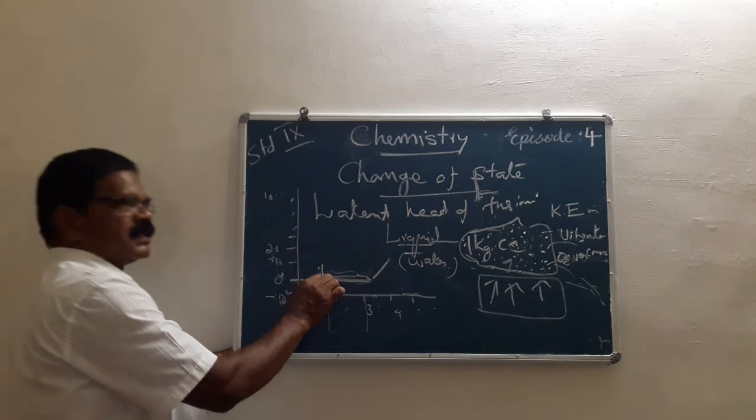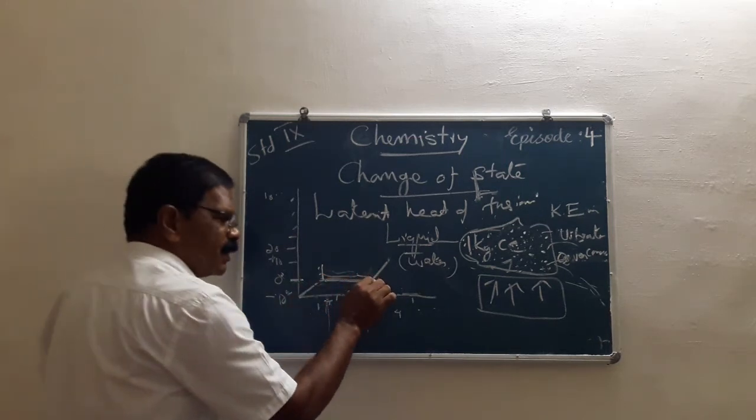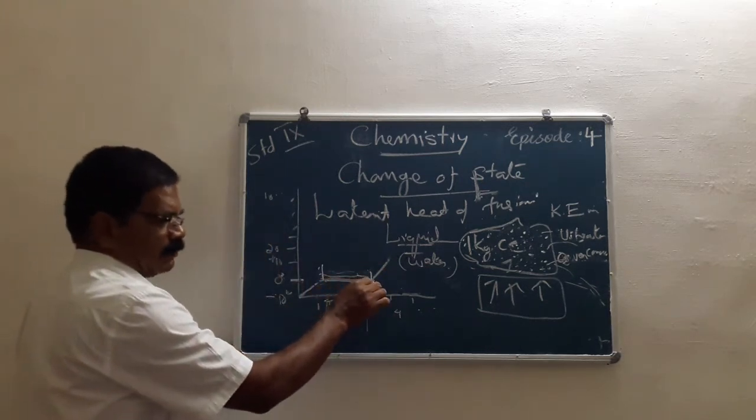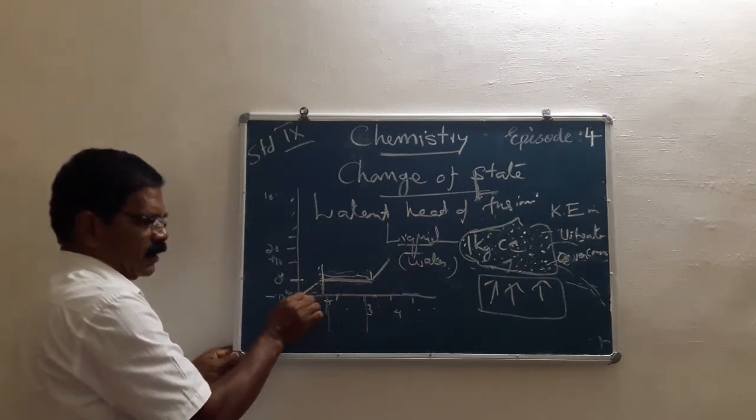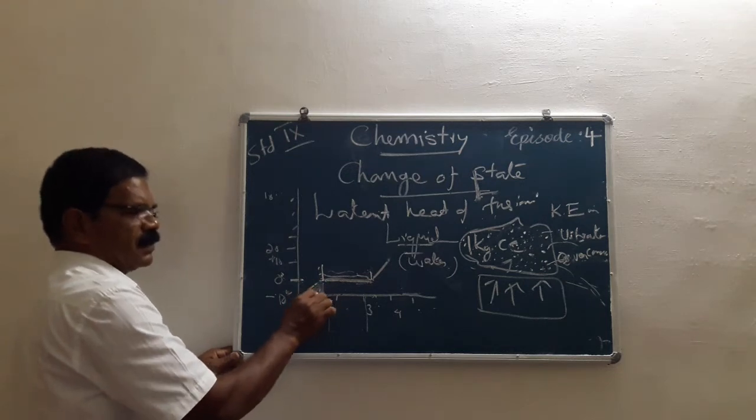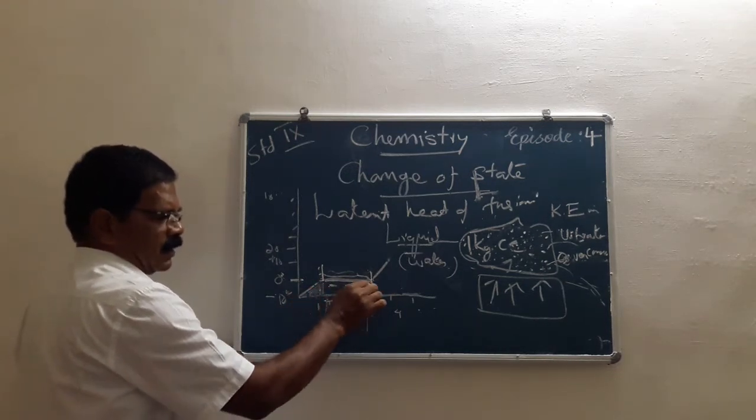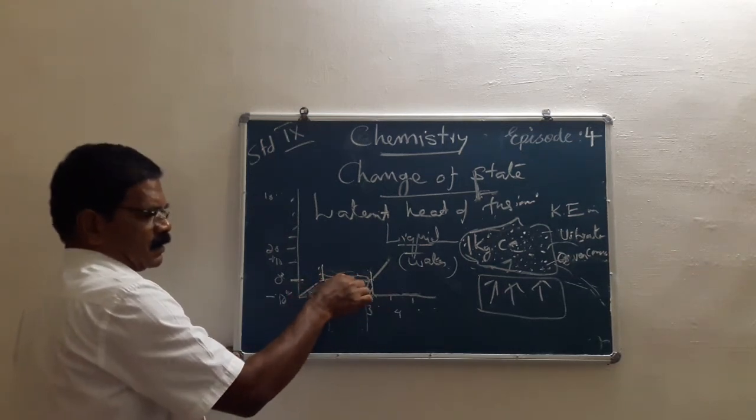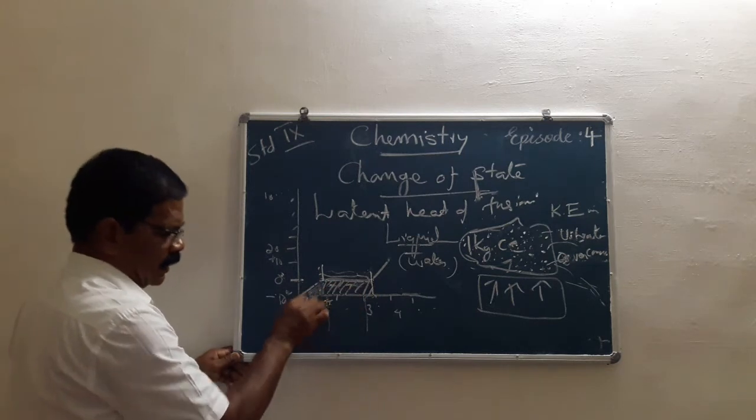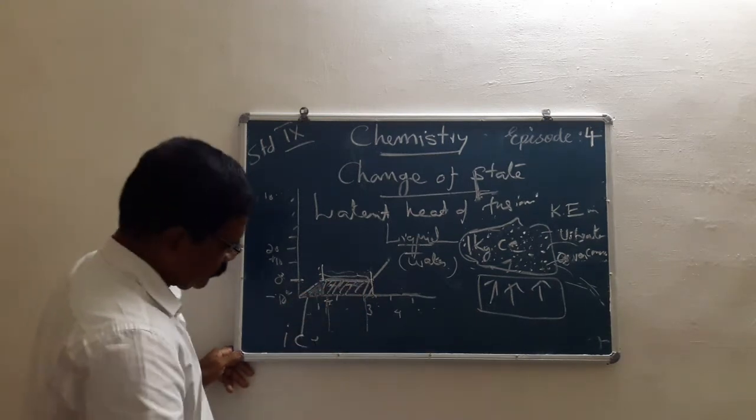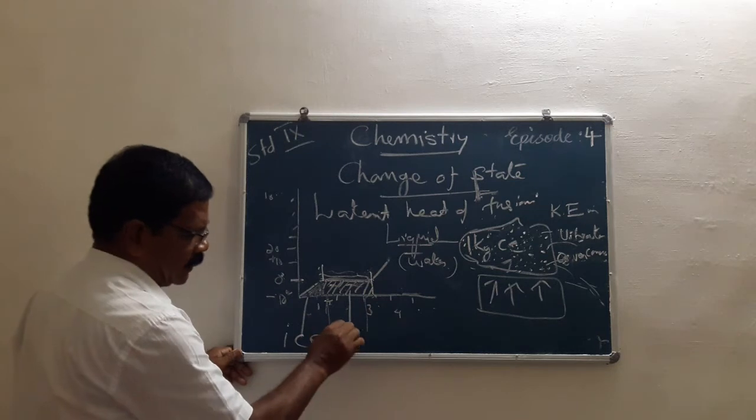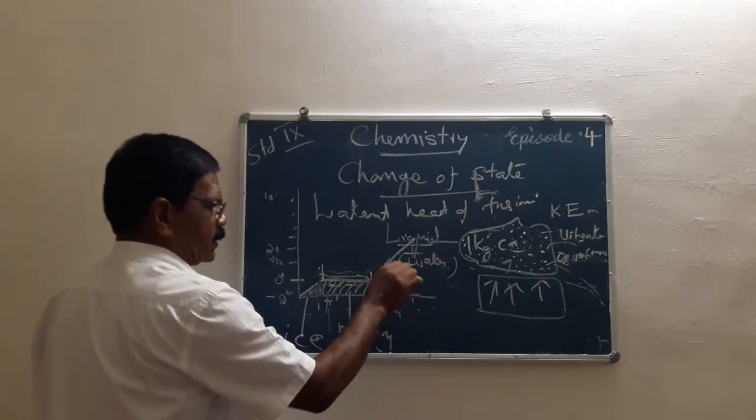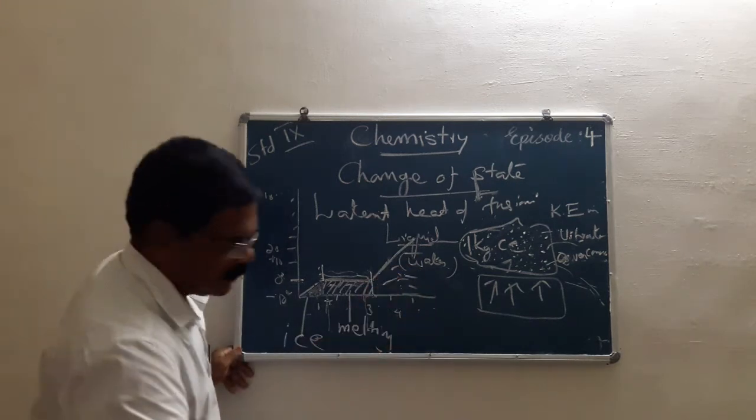Here it begins to melt, and here it gains melt. After the melting is completed, up to this point it is ice. Up to this point the process is taking place. What is here? It is ice. Here it is melting. Here it is water.